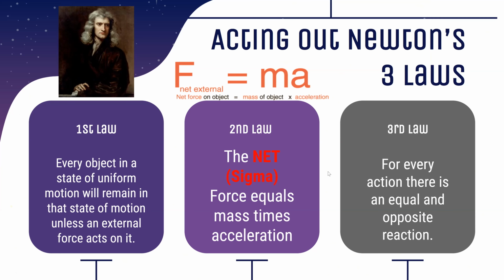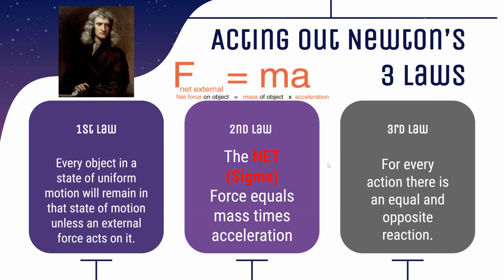So yeah, the second law is F equals ma. We use the notation sigma, which I believe is a Greek symbol, to represent sum, and that also means net. So basically, Isaac Newton came up with this equation using calculus, and he simplified it to F equals ma, which is the net force equals the mass of an object times its acceleration.